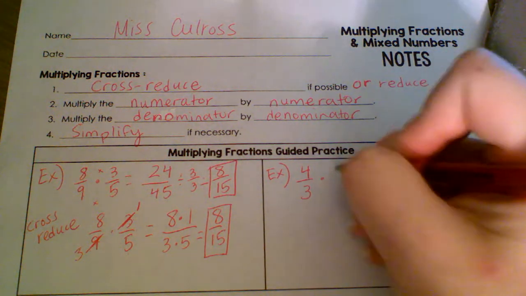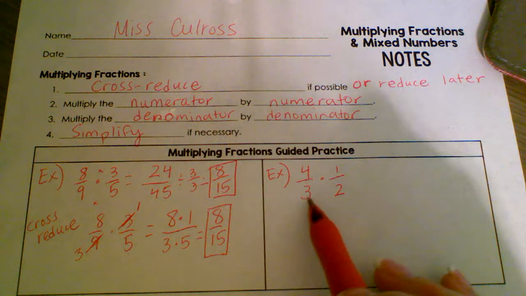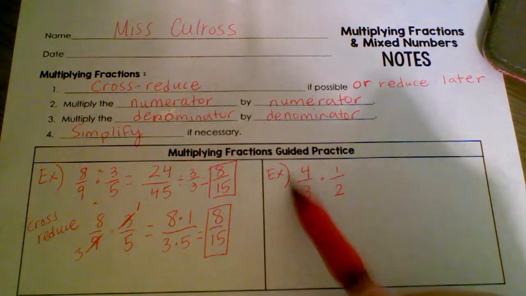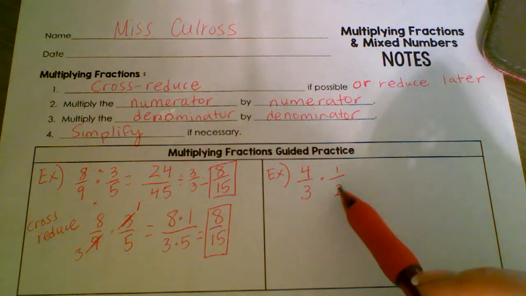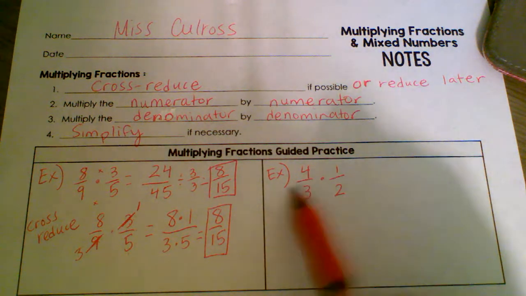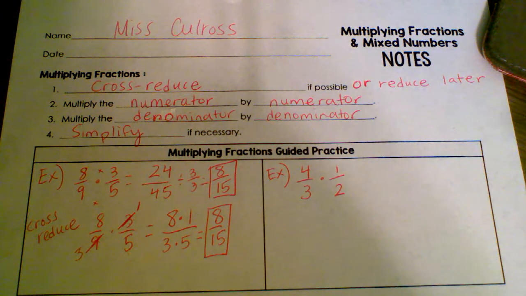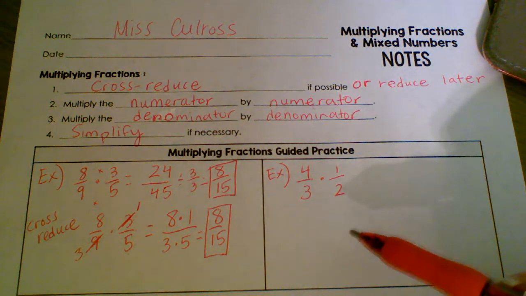4/3 times 1/2. Okay, I'm going to ask that you pause the video and see if you can solve this yourself in a moment. The cool thing is when we have improper fractions, we don't have to switch them. We can go ahead and leave them. So go ahead and pause the video and either just multiply across now, reduce later, or see if there's anything you can cross reduce. And then once you get done solving, go ahead and hit play and we'll see if we get the same answer.